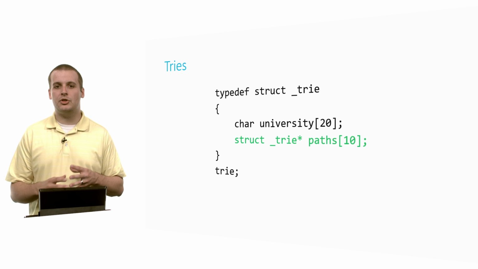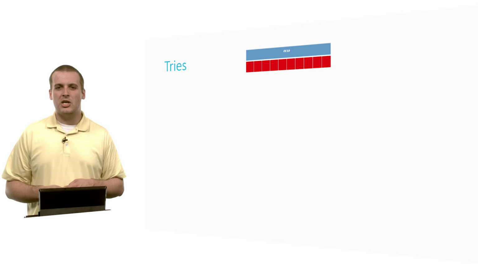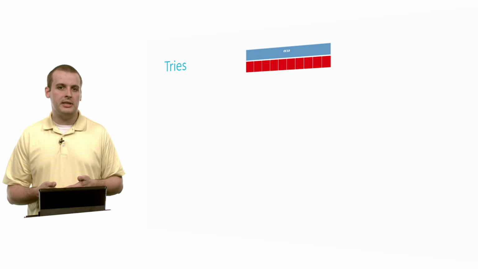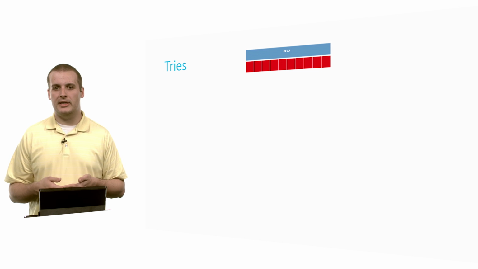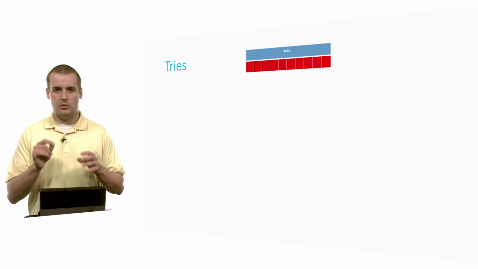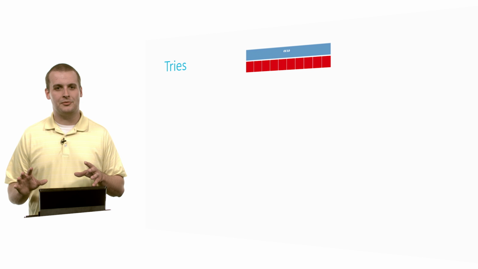So let's build a trie. Let's insert a couple of items into our trie. So at the very top, this is our root node. This is probably going to be something you globally declare, and you're going to globally maintain a pointer to this node always. You're going to say root equals, and you're going to malloc yourself a trie node, and you're never going to touch root again.